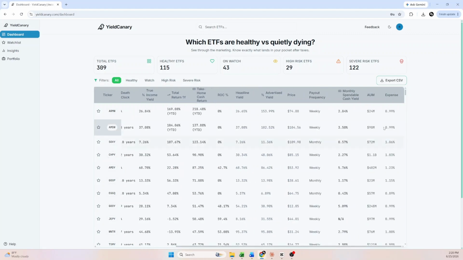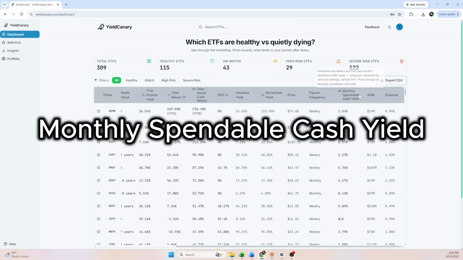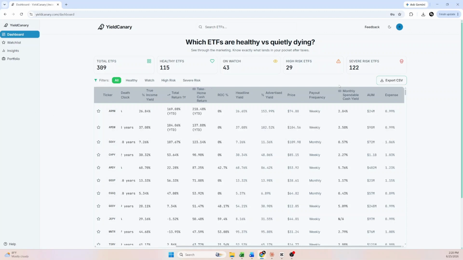And finally, the third metric we're going over today is the monthly spendable cash yield. This one is super practical. It answers the question, if I own this ETF, how much can I actually expect to spend each month after I pay taxes? What it does is it takes the most recent full month's distribution. It applies your personal tax rate that you can set up in your settings in the top right of the dashboard there. And it shows you the real after-tax cash for that month. So it's not annualized. It's based on the actual last payout that the fund distributed. And it gives you a very realistic picture of the spendable income you would actually see in your brokerage account.